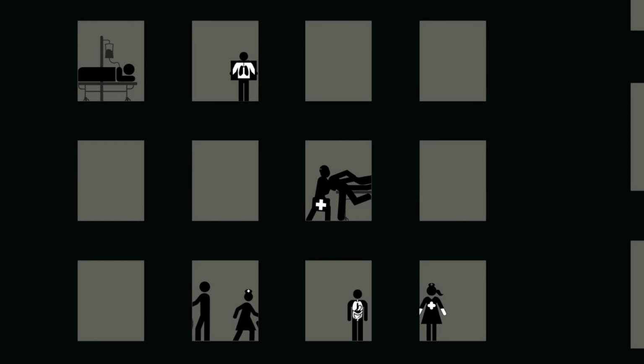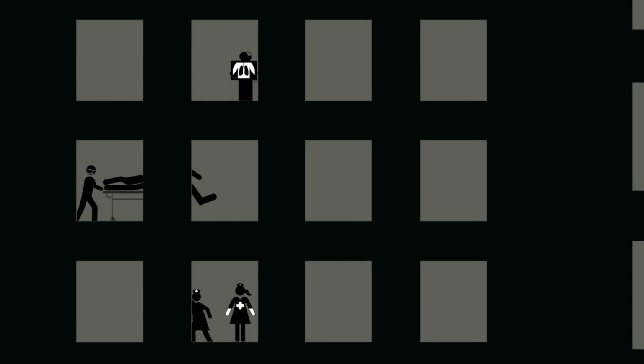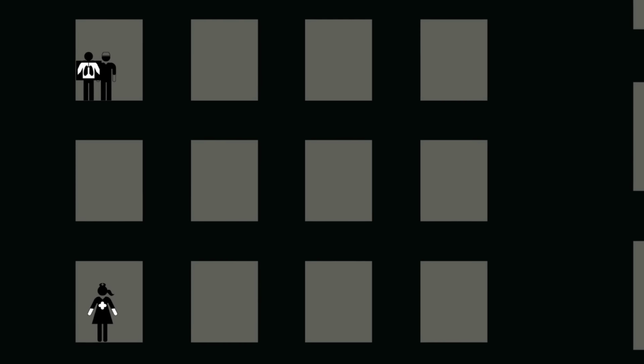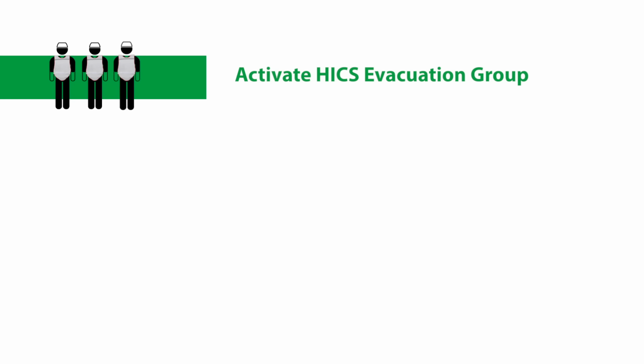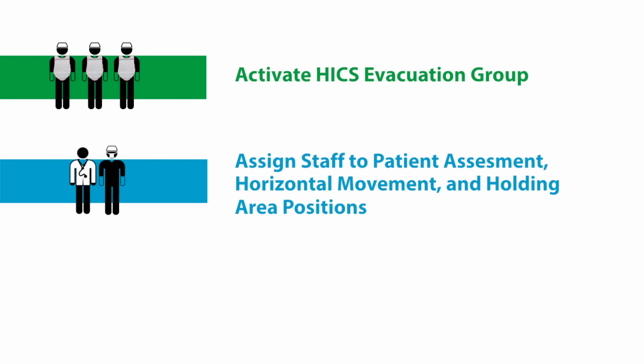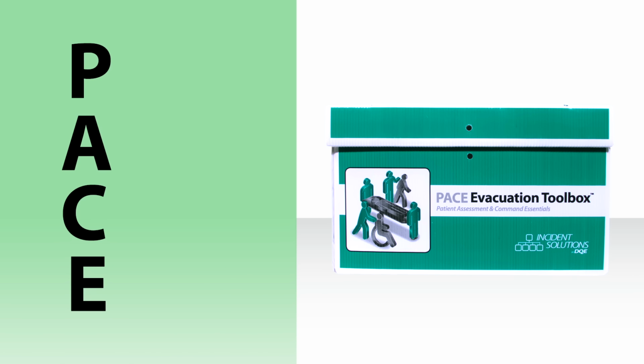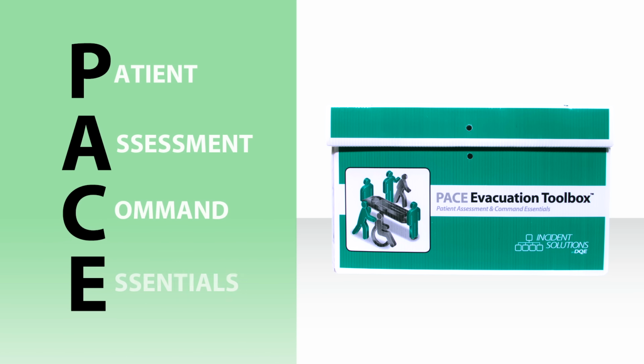The goal is for staff on each affected unit to prepare and track patients using proven methods so patients can be moved in a coordinated manner based on their mobility level. This process includes activating a hospital incident command evacuation group, assigning staff to patient assessment, horizontal movement, and holding area positions, and then preparing patients for evacuation. PACE stands for Patient Assessment and Command Essentials.